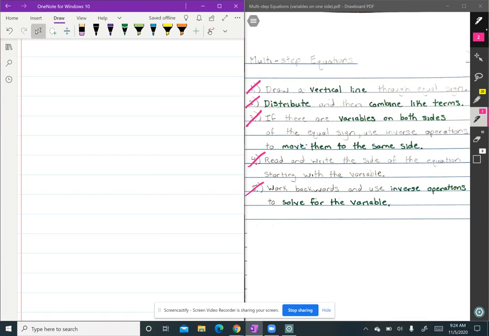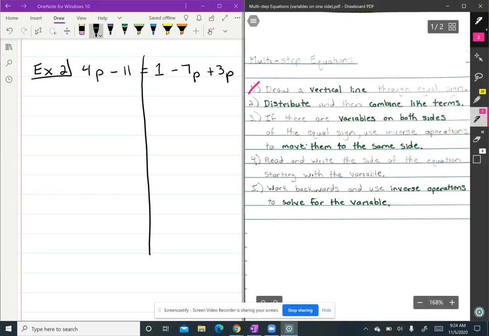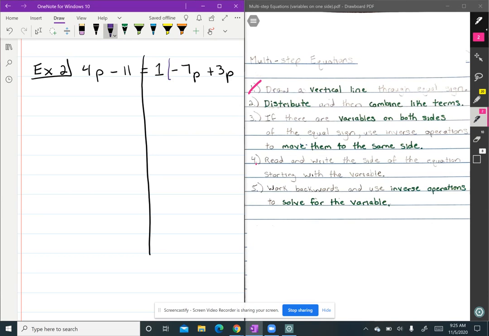Let's look at a second example. We're going to start back at step 1, draw a vertical line. Step 2, distribute. We don't have any distribution because we don't have any parentheses. And then combine like terms. If we look on the left side, 4p minus 11 cannot be combined. But on the right side, we can combine negative 7p with positive 3p, keeping the signs in front with the terms. So on the left, I just bring that entire side back down because I'm not going to make any changes right now.